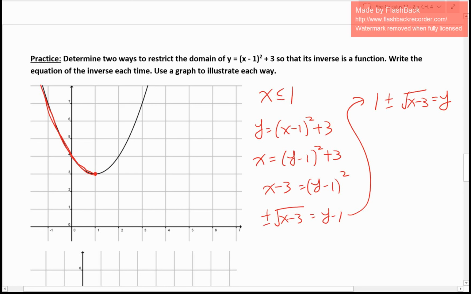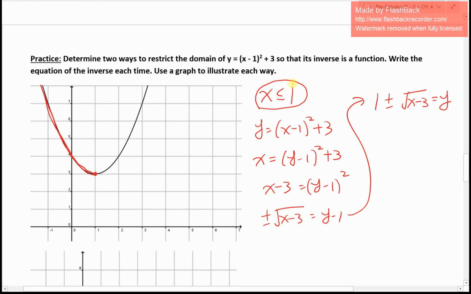That's a fair question, right? Okay, so now what you need to think about is this. How did we restrict the domain here? We say that x has to be less than or equal to 1. Well, recall, because it's an inverse, the domain actually becomes the range.